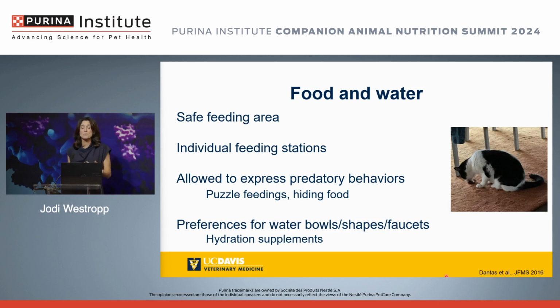But in Alice, it worked really well, too, to give her puzzle feeders and other types of things to enrich her environment. Also looking at preferences for water bowls, food bowls, looking at the different shapes and sizes. And if cats really like hydration supplements, those could also be considered.